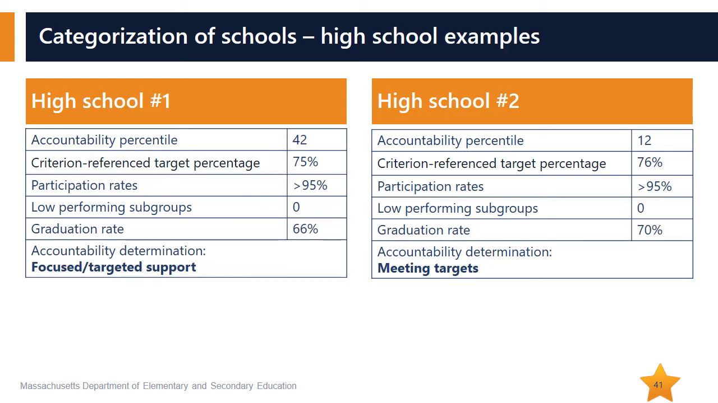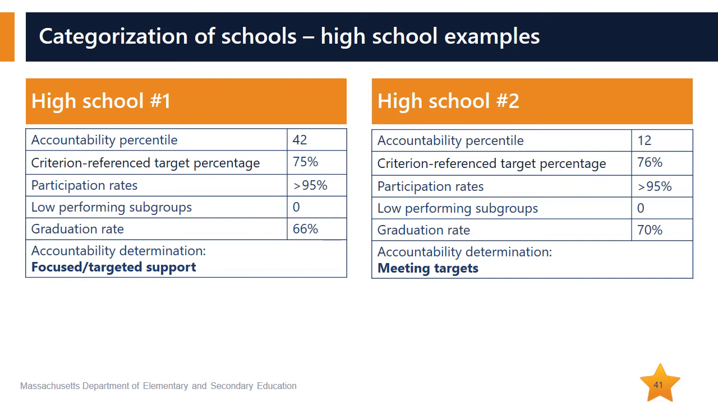Now, let's practice categorizing high schools. In high school number 1, the school has an accountability percentile of 42, has a criterion-referenced target percentage of 75%, has participation rates all above 95%, and does not have any low-performing subgroups. Because this is a high school, we must also look at the school's graduation rate, which for this school is 66%. As a result, this school would be classified as needing focused or targeted support.